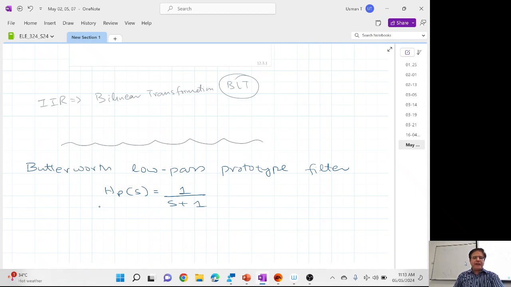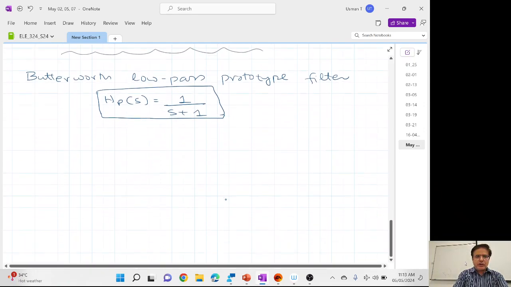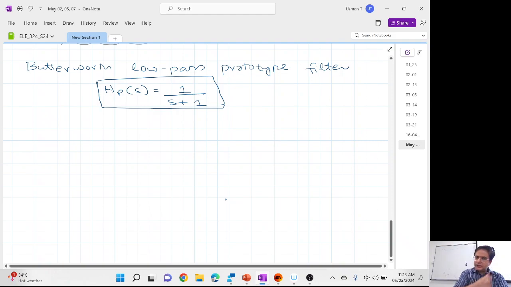And we can verify that this indeed is a prototype filter by showing that its cutoff frequency is at 1 radian per second, right? Now, how can we do that?